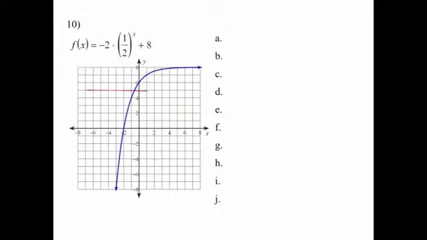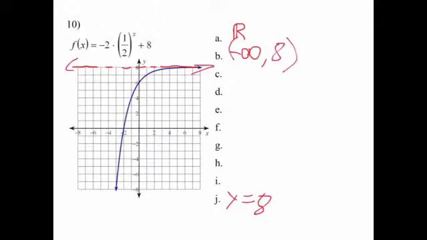Moving on to 10, how far left and right does it go? Well, it goes left forever and right forever, so that's going to be all real numbers. What does your range do? Well, it goes down forever, so your range goes down to negative infinity. How far up does it go? Well, it goes up and up until you reach this line here of y equals 8. That's called the asymptote. So your range goes only up to 8.